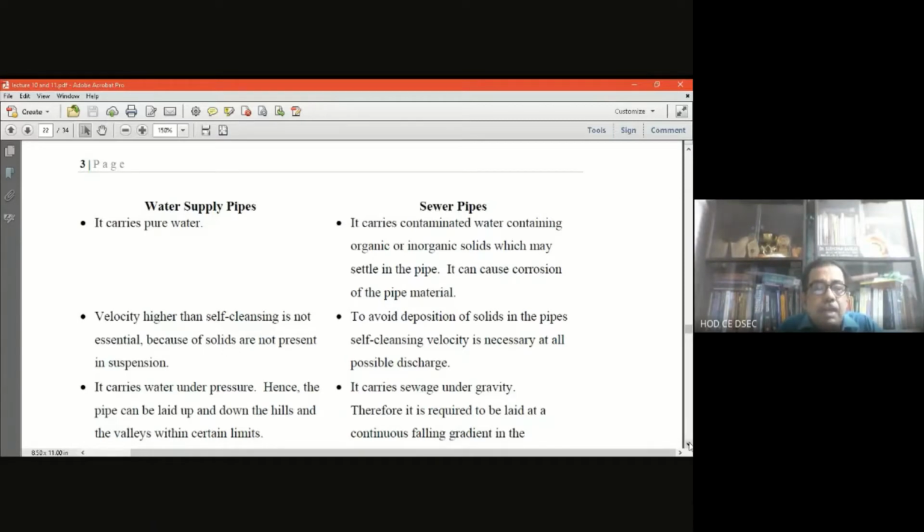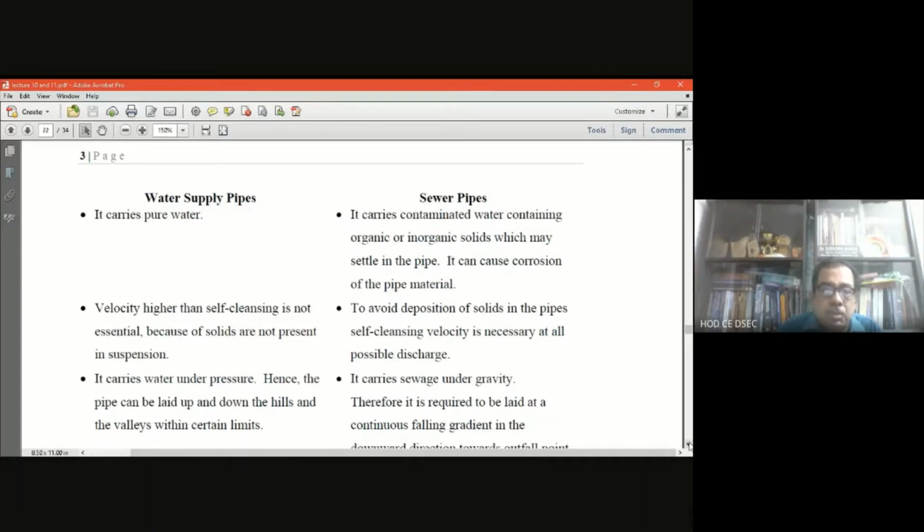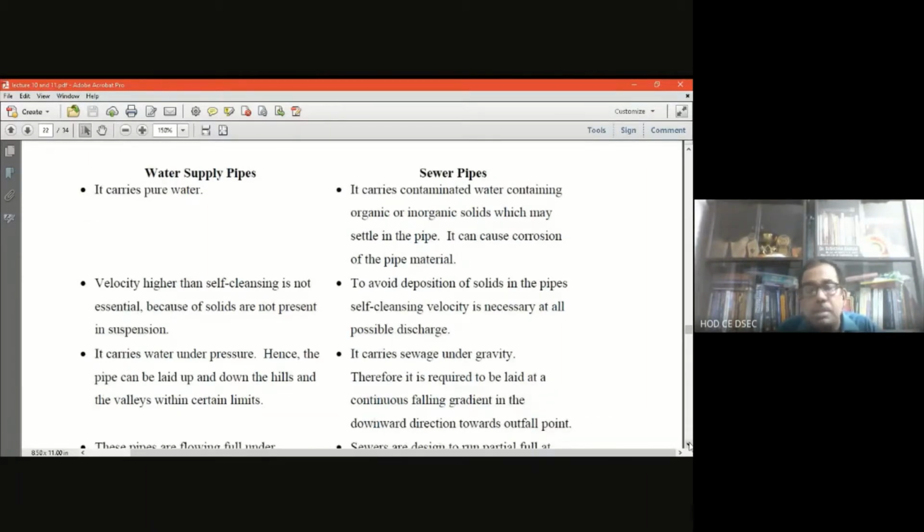Second point: in the water supply pipe, a velocity higher than self-cleaning is not essential, because suspended particulate matter is absent there. Since sewer pipes contain contaminated particles and suspended particulate matter, to avoid deposition of solids in the pipes, self-cleaning velocity is necessary at all possible discharges. So self-cleaning velocity is a very important concept in sewer pipes, but not in water distribution pipes. The water supply pipe carries water under pressure, hence the pipe can be laid within certain limits up and down over hills and valleys. But a sewer pipe carries sewage under gravity.